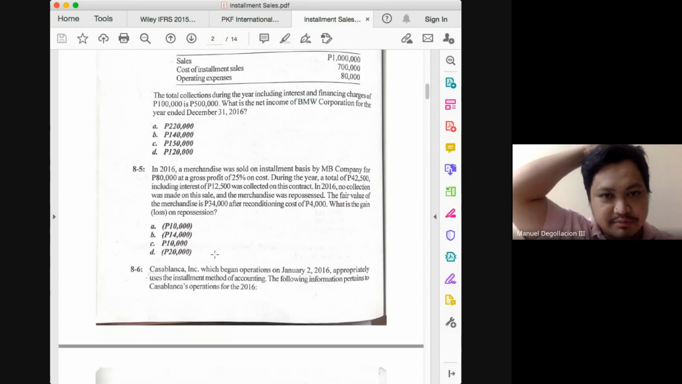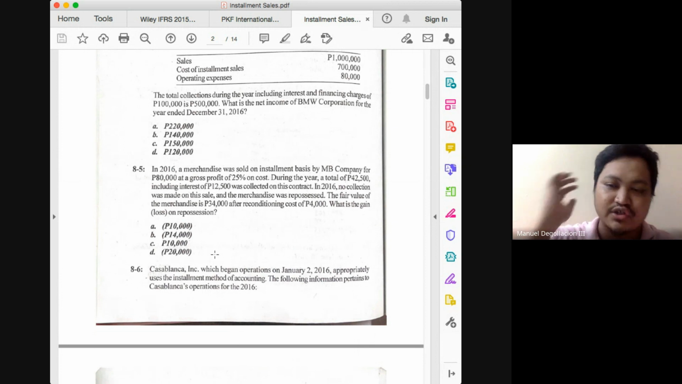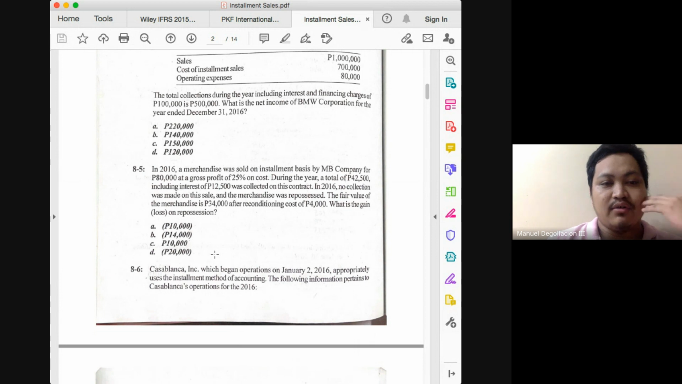8-5 is the first problem involving repossession. So basically in repossession class, you will have to recover or retrieve the item sold as a result of the customer's failure or inability to pay the balance. Okay, the customer defaulted on the balance on the transaction. So one of our remedies would be to get back the item that we have sold. So the accounting problem here is number one, at what amount will you record the asset that you have retrieved?